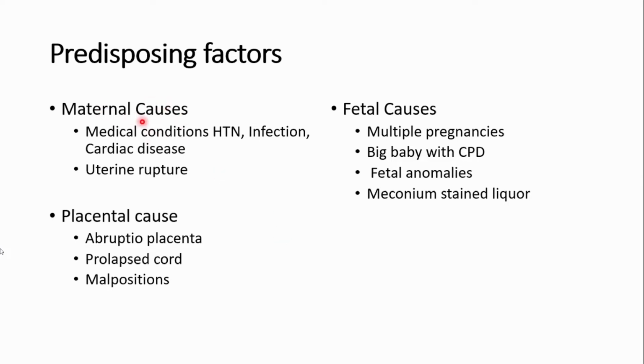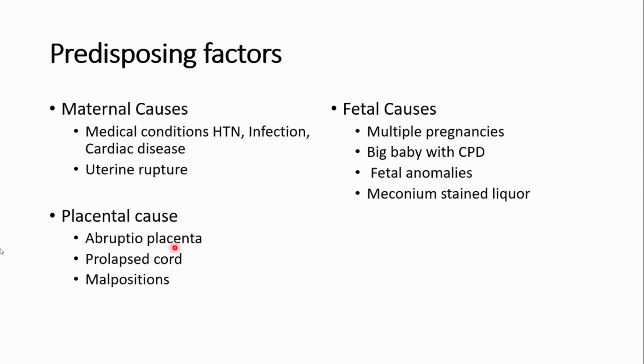So maternal conditions: if the mother has a medical condition like hypertension, diabetes, gestational diabetes mellitus, if the mother has any kind of infection, UTIs, chorioamnionitis, if the mother has earlier cardiac disease, or if there is uterine rupture during labor, these are conditions that can cause birth asphyxia. Now, placental cause, abruptio placenta.